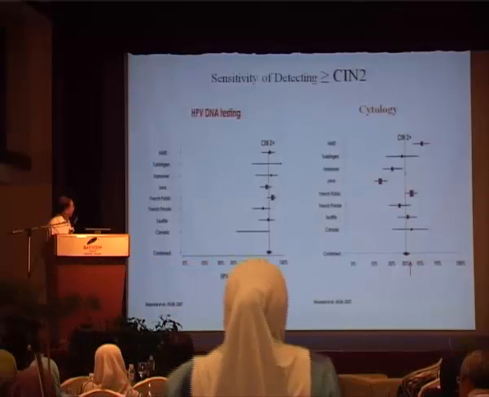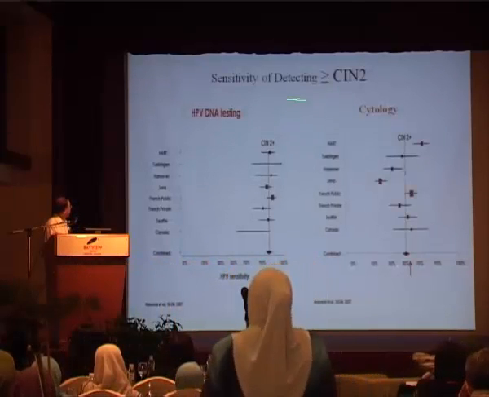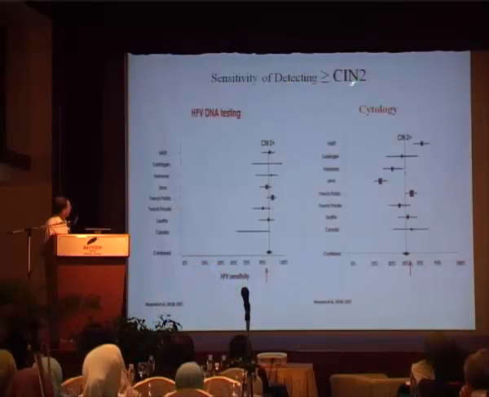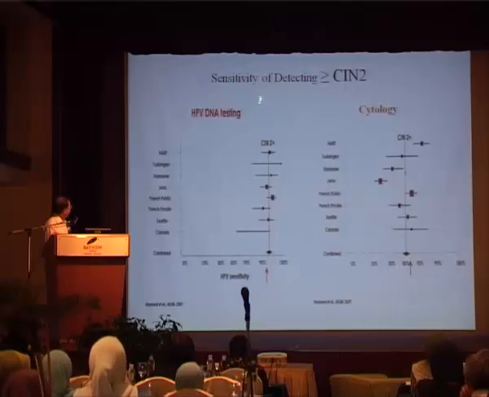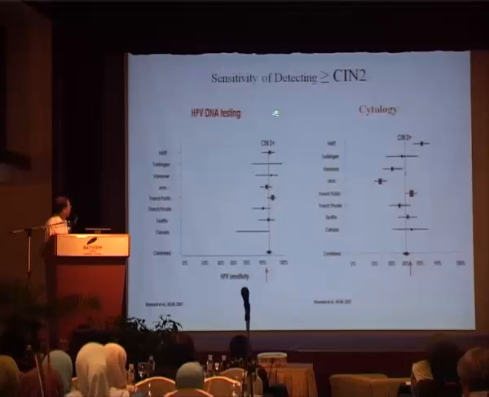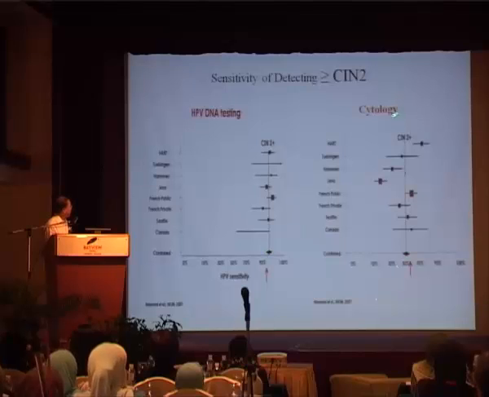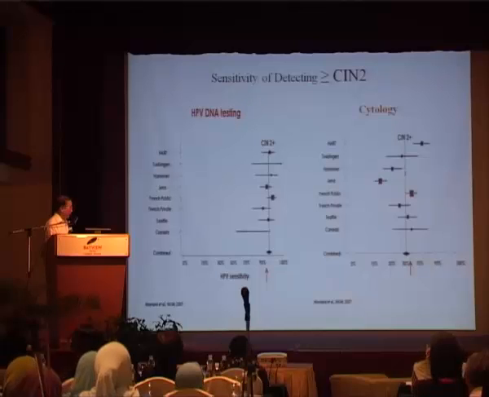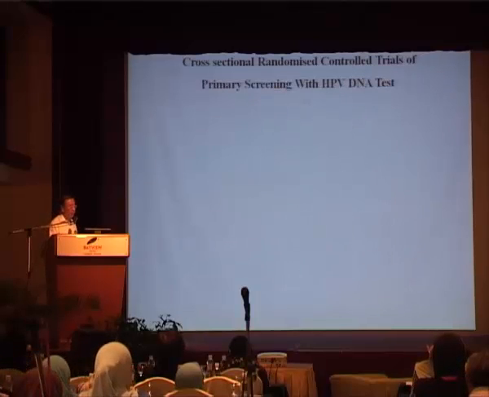To summarize many of the data that we have in hand, using different types of systems to detect CIN2 class or more severe lesions, HPV DNA tests, based on meta-analysis of many studies, show consistently that the sensitivity is just over 90%, whereas cytology has a sensitivity for detecting CIN2 class of just over 50%. So clearly, in terms of sensitivity, HPV DNA testing is favored as the test for screening.